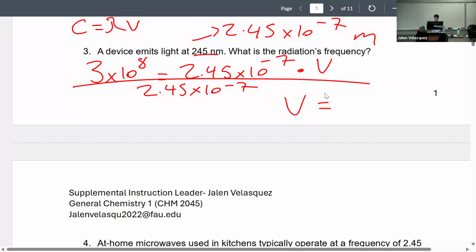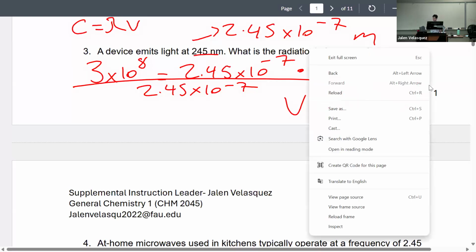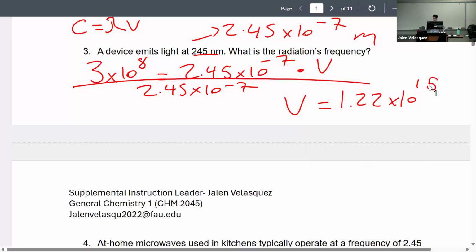And what is nu equal to? 1.22 times 10 to the 15th. Good. I'll write the unit down here because I'm out of space. But remember, there are 3 acceptable units for frequency, right? We use hertz, which is the most common. We can also use 1 over seconds, or you can use inverse seconds.